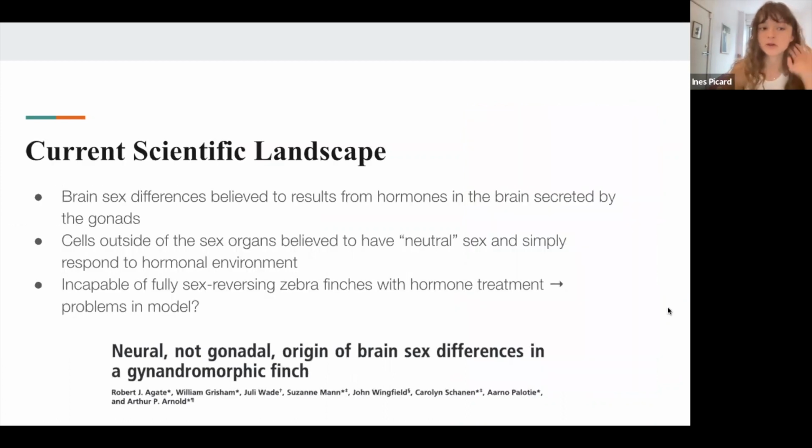Before this paper came out, the current dogma was that brain sex differences were believed to result from just the hormone environment of the brain. So if you had a certain reproductive organ, your brain would be subject to the hormones produced by that reproductive organ, and any cell outside of those organs was neutral and just subject to the steroids that they produced. However, some studies had been incapable of fully sex reversing, for example, female finches to male by providing them the male hormonal environment in the brain, which means that there might be problems in the model, because hormones are not the entire cause of sex differences in the brain. And that's when this paper came out saying that there was a neural component to sex differences, not just gonadal.